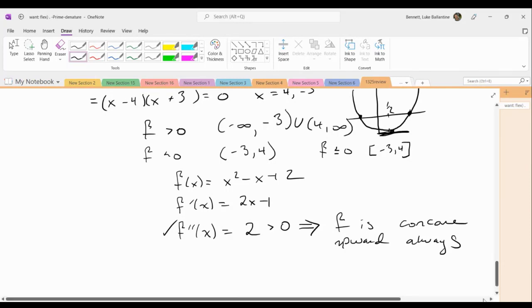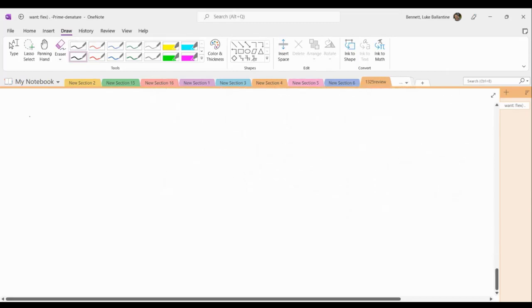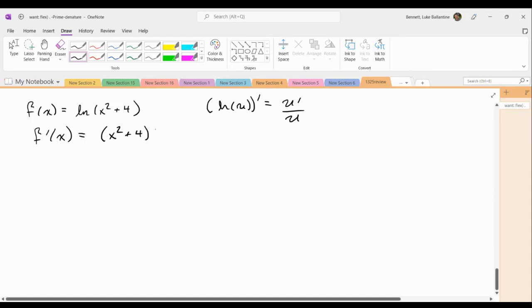Okay. We have another function now. We have f of x is the natural log of x squared plus 4. Find cut points of f prime. So f prime, let's just calculate that first, right? This is differential calculus, so we have to take a derivative most of the time. So remember that the derivative of the natural log of u is u prime over u. So I'll write x squared plus 4, and then the prime divided by x squared plus 4. So the derivative of x squared plus 4 in the numerator is just 2x. And this is divided by x squared plus 4 still.